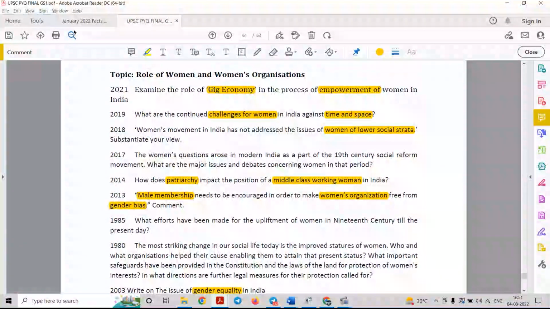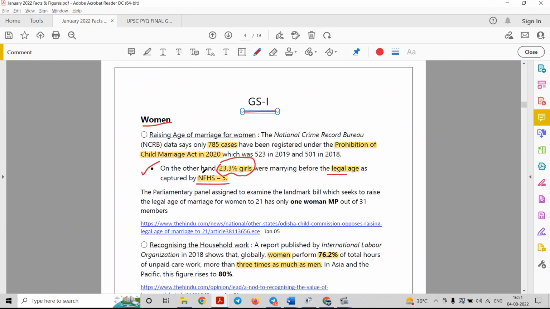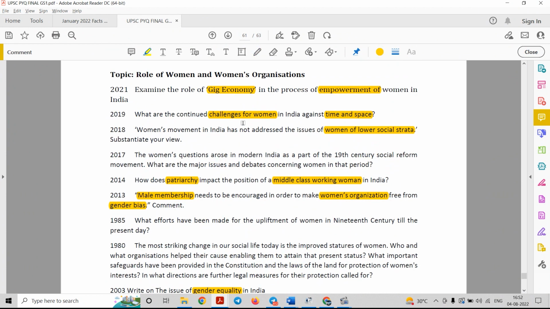Now try to connect the fact that I discussed right now with this particular question. Let us come to the fact again. It is saying that around 23%, okay, let us round up this figure, around 23% girls were marrying. But the question is asking what are the challenges for women in India against time and space. So among the challenges, we know that there are various dimensions, in social dimension, economic dimension, political dimension, environmental dimension, technological dimension, right? So under each dimension you can quote such facts.